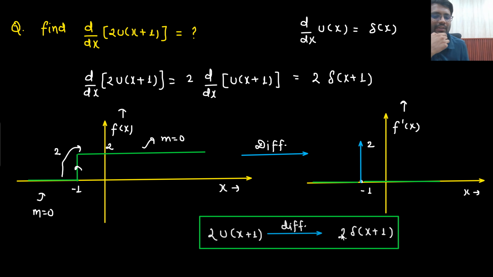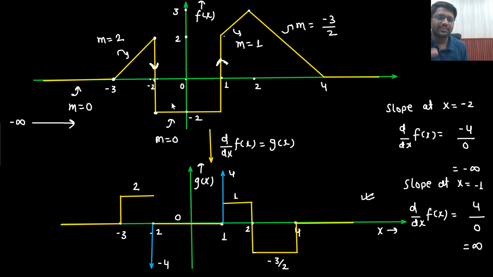From 2u(x+1) to differentiation, 2 delta of x plus 1. Understandable? Is that clear to you? Okay, so this is how you can do it. With the mathematics also you can do it. You should know how to solve with respect to the graph as well. This kind of differentiation you should know.